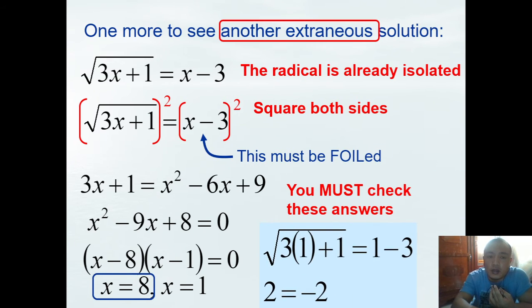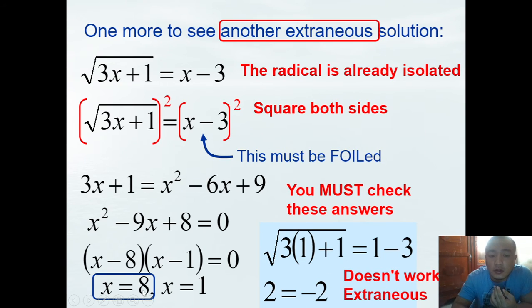How about 1? 3 times 1 plus 1 is 3 plus 1, which is 4. The square root of 4 is 2. 1 minus 3 is negative 2. Is 2 equal to negative 2? Doesn't work. So 1 is an extraneous solution. Only 8 is the correct answer.